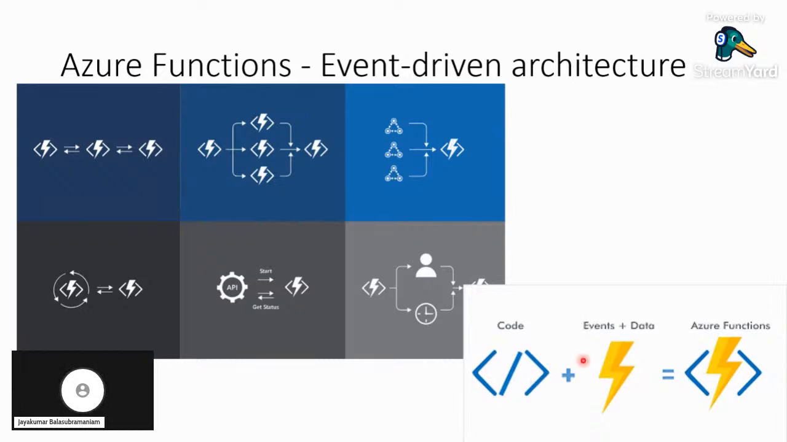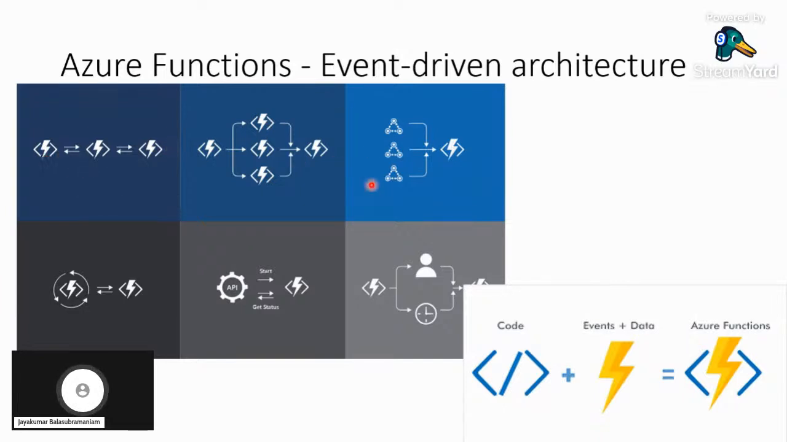You write your code, your events plus data will come in. Your events create some data, and it will push some data to your Azure function, and it will generate some output, and you will be returning that output either to your code, or you can post it to some other Azure resources. Anything is possible. This combination is called Azure functions, code plus your event data.